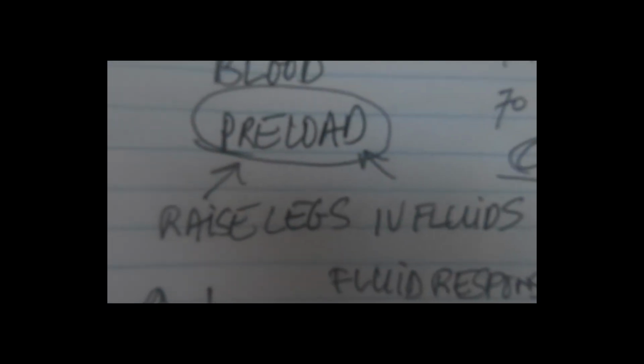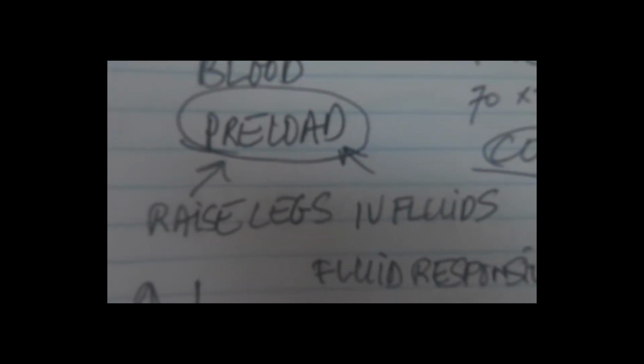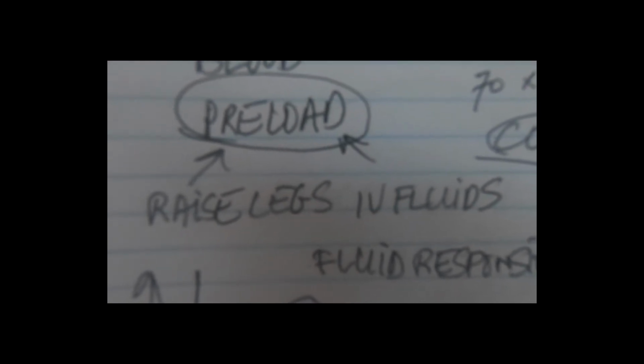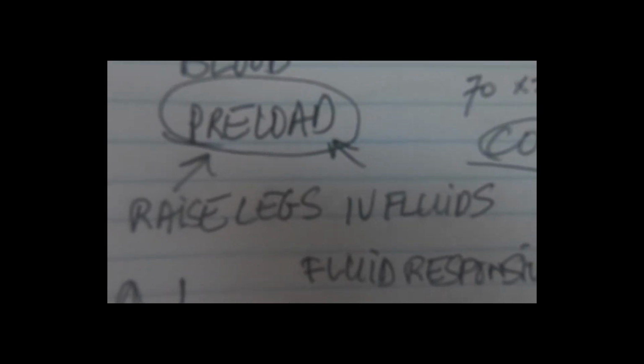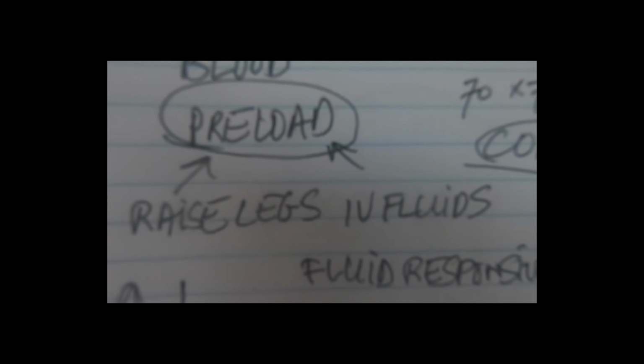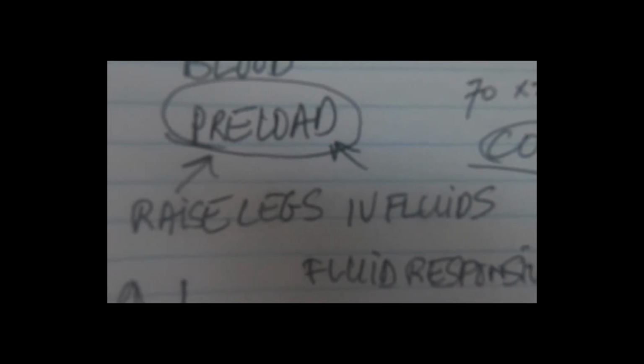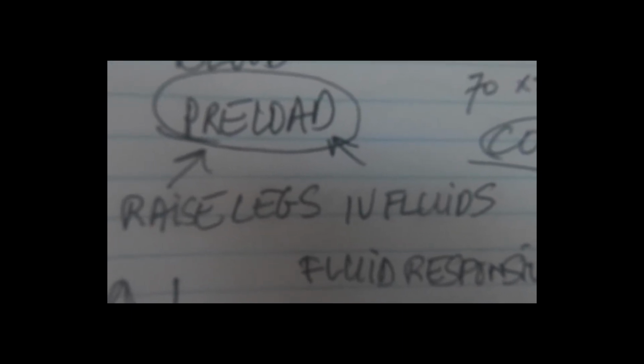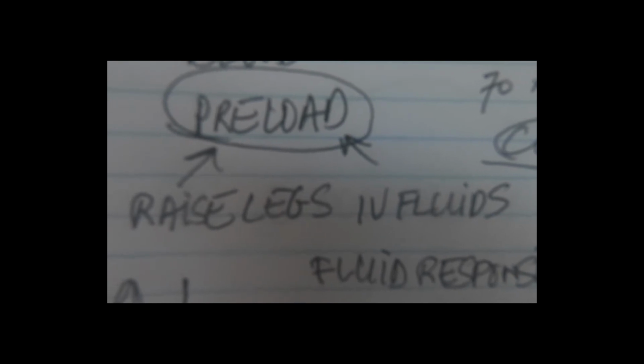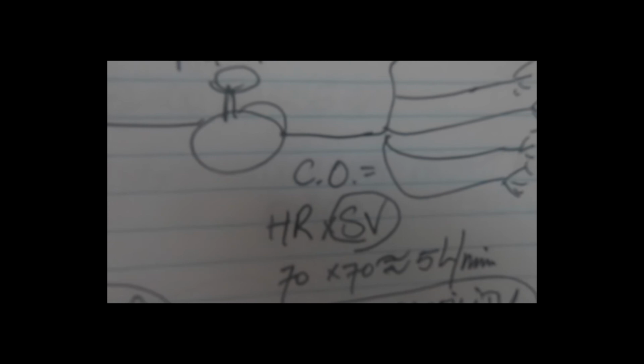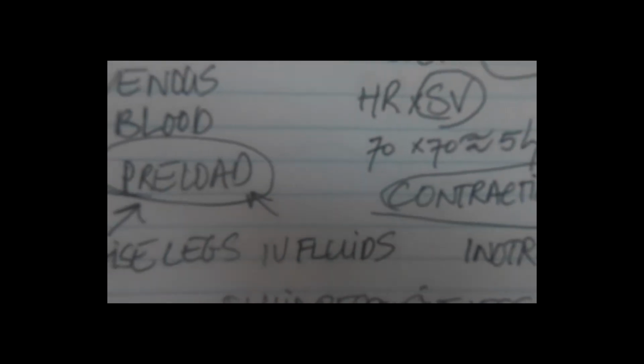So how do we work on the preload? Well, we either can raise the legs, and the textbook says there's about 400 mils of blood pooled in your legs. So if you raise them, you add 400 mils to your venous blood pool, and you will increase your stroke volume, and your blood pressure should by rights go up. Or you can give IV fluids, a bolus of 250 mils, for example, or maintenance fluids as well.